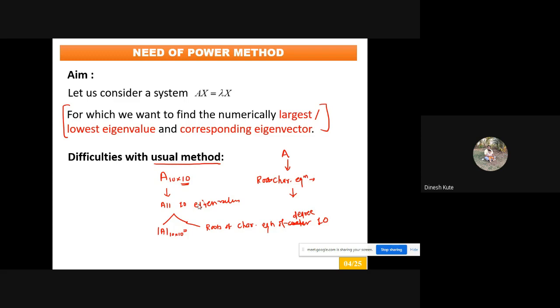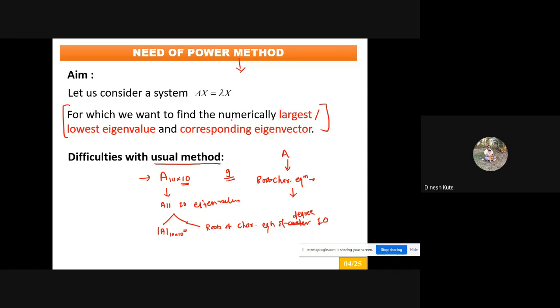To overcome this, here we consider the power method. One of the strong points, the importance of this power method, is that you will directly get the largest or lowest eigenvalue. For example, if I consider a matrix of order 10 by 10, without calculating the remaining 9 eigenvalues, you will directly find the largest eigenvalue or the lowest eigenvalue present in that matrix. That is the benefit of this power method. In this method, we don't need to find the remaining eigenvalues.